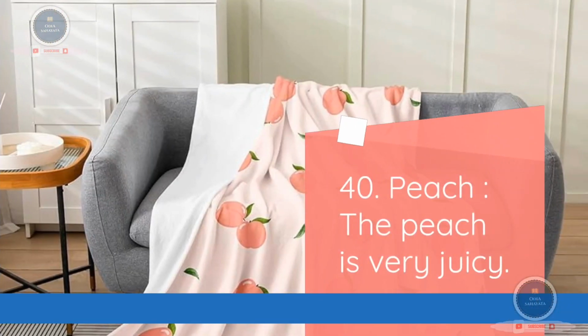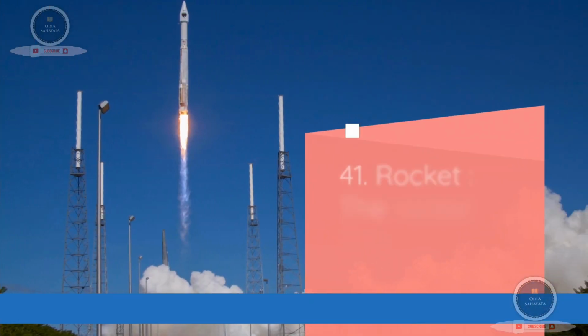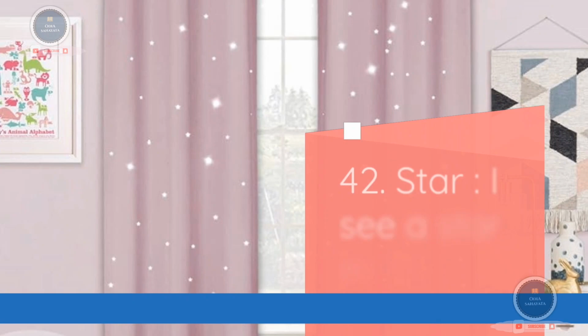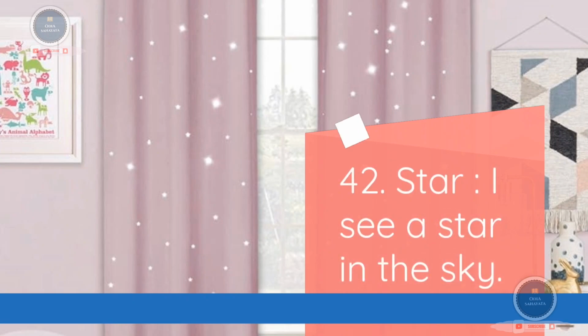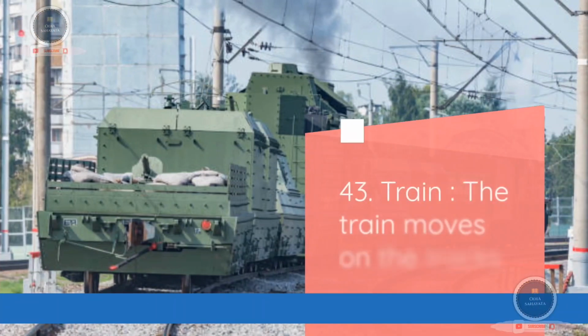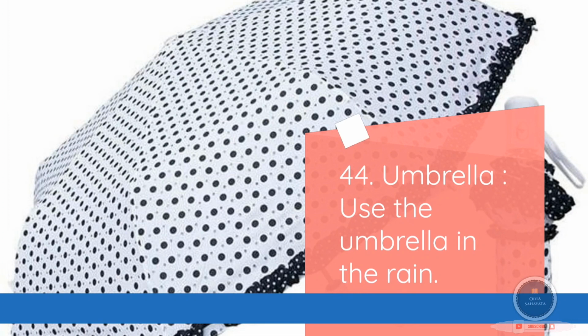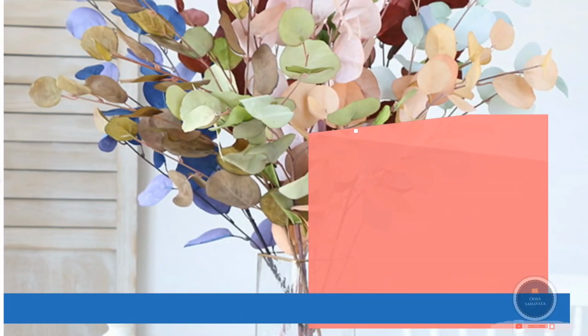40. Peach, the peach is very juicy. 41. Rocket, the rocket flew into space. 42. Star, I see a star in the sky. 43. Train, the train moves on the tracks. 44. Umbrella, use the umbrella in the rain.